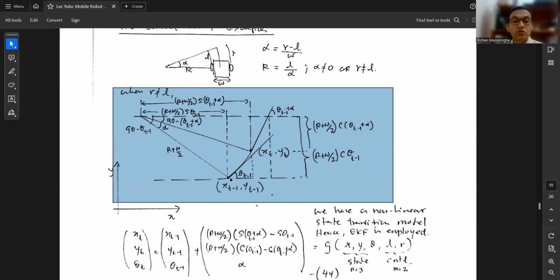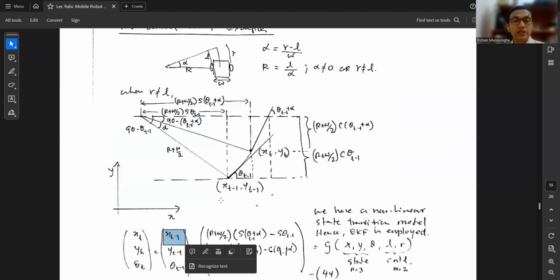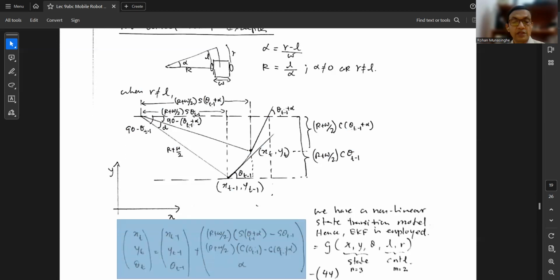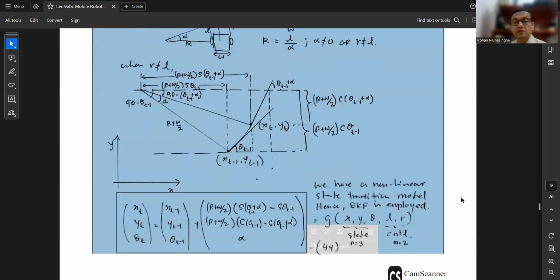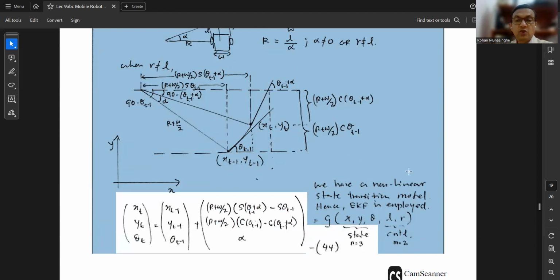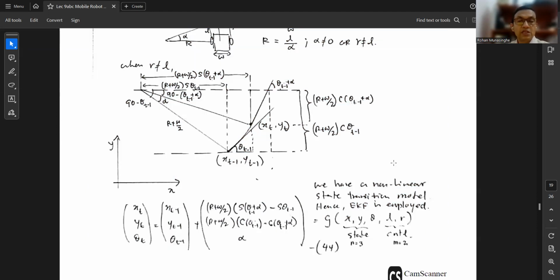So once you have xt minus 1 here, you add to that this distance from here to here to get the x coordinate over here. This little distance is r plus w over 2 sine theta t minus 1 plus alpha minus r plus w over 2 times sine theta t minus 1. So you can write these two equations for x and y very easily. So I request that you do this as homework, right? Draw it and write down these three equations. Pretty simple, just mathematics, geometry, and trigonometry, okay?